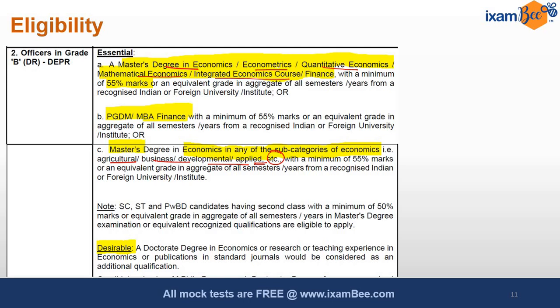It is also written here. You have to make a judgment, and you need 55% marks in your post-graduation. That is the aggregate of all the semesters. If you have done MBA Finance, the same 55% marks also makes you eligible. Don't get confused. A PhD degree or an MPhil degree is desirable.